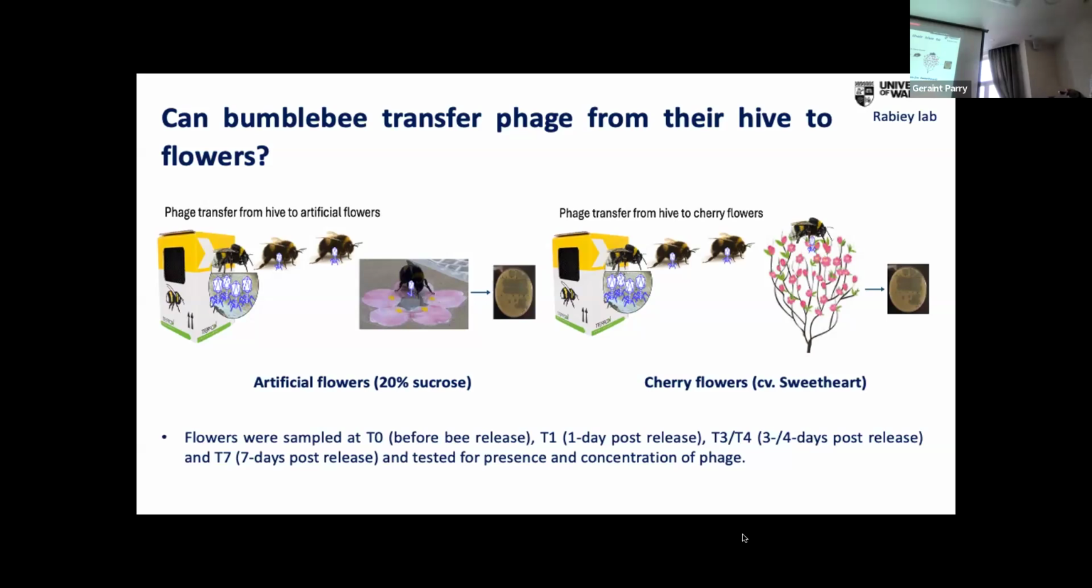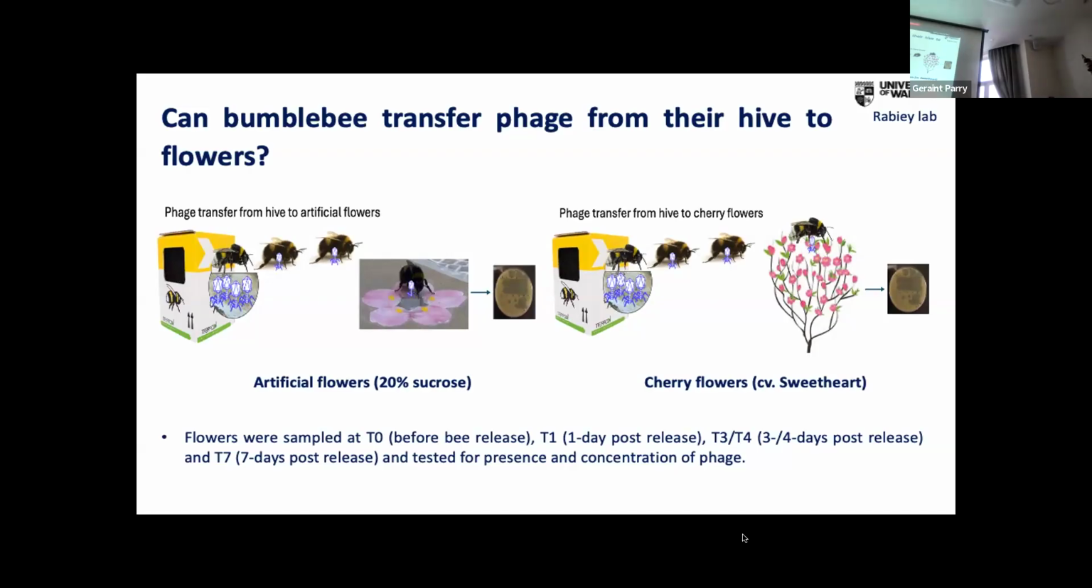So we made our own phage powder using our in-house protocol, and we placed the phage powder at the hive entrance, so bees had to go through the phage powder before leaving the hive. Then we removed the phage powder at day 1, so bees only had access to the powder once. We did the same for cherry flowers, and we collected samples at different time points.